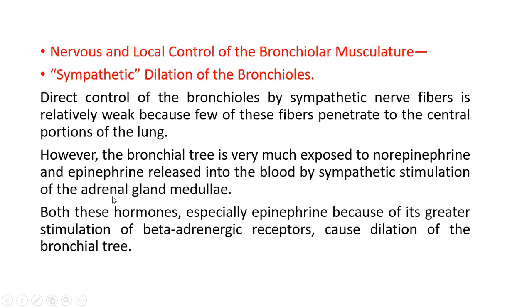Both these hormones, especially epinephrine, because of its greater stimulation of beta adrenergic receptors, cause dilation of the bronchial tree. So the effect of the sympathetic system is somewhat indirect, because the nerve fibers do not reach the bronchioles well; instead the effect is indirect, through stimulation of the adrenal glands to secrete epinephrine, which tends to cause bronchial dilation.